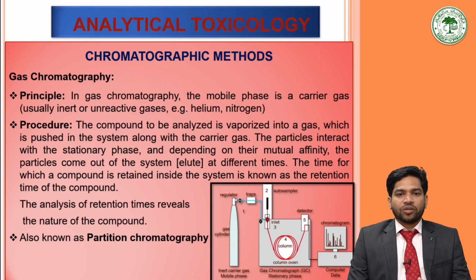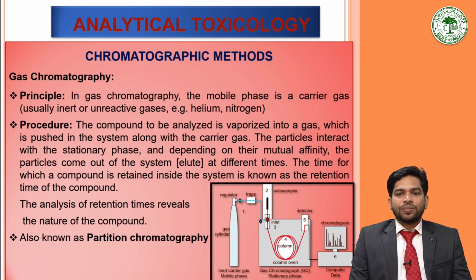Then gas chromatography. In gas chromatography, the mobile phase is the carrier gas, usually an inert or unreactive gas like helium or nitrogen. The stationary phase is a microscopic layer of liquid or polymer on an inert solid support, inside a piece of glass tubing called the column. The instrument is called a gas chromatograph.